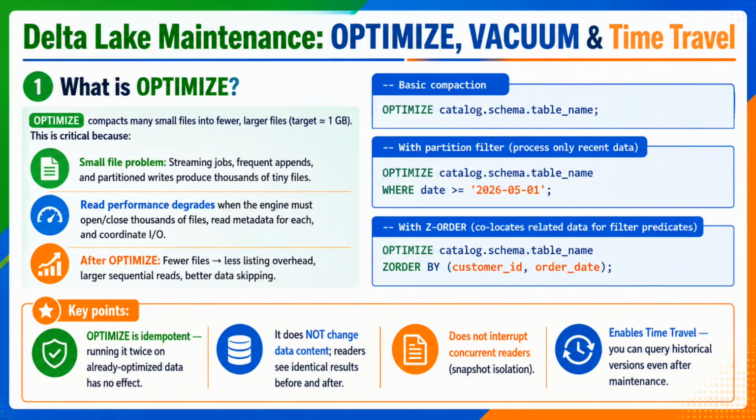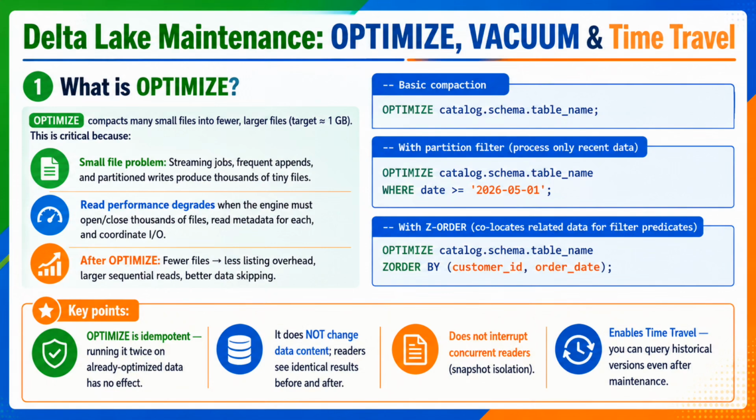Now, let's look at some important points to remember about Optimize. First, Optimize is idempotent. That means if the data is already optimized, running Optimize again doesn't keep changing the same data unnecessarily. Second, Optimize does not change the actual data content. Readers should see the same results before and after optimization.